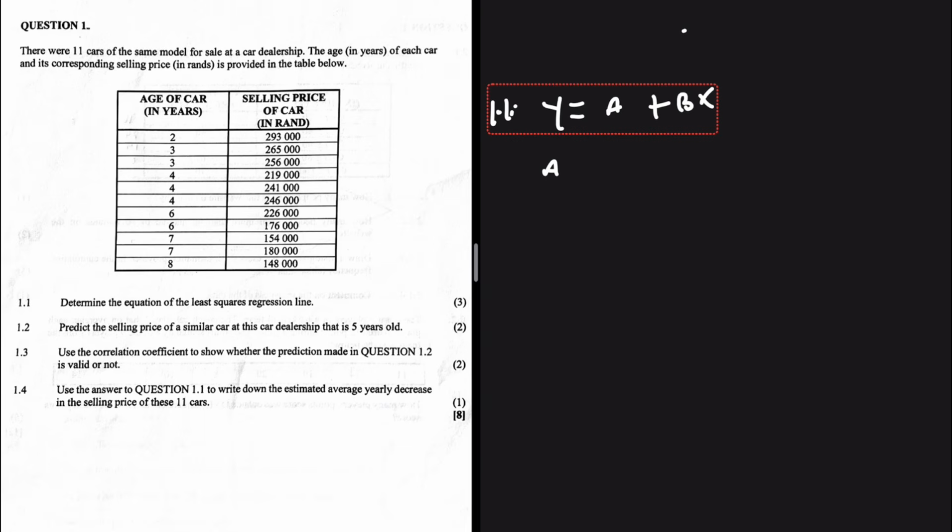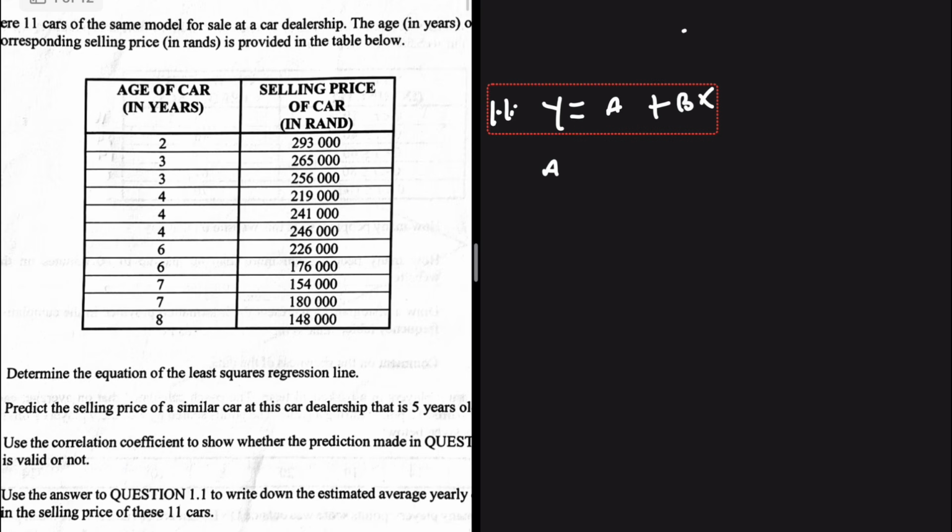In place of X will be the age of the car, and in place of Y will be the selling price. So what is the data? I have 2, 3, 3, 4, 4, 4, 6, 6, 7, 7, 8. But it is very important that you verify that you've entered the correct data. So 2, 3, 3, 4, 4, 4, 6, 6, 7, 7, 8. I'm happy with the x values that I've entered.